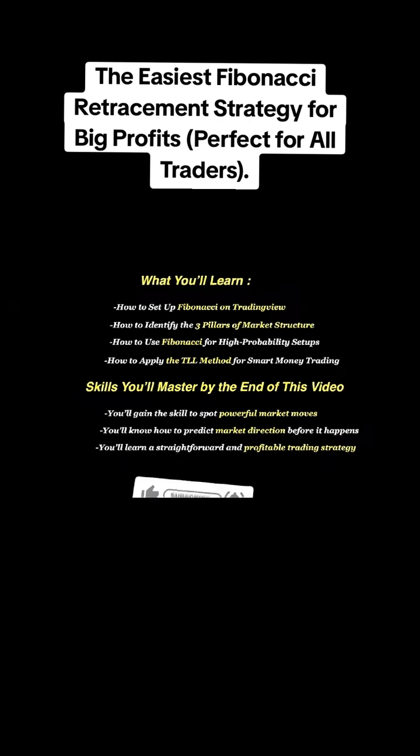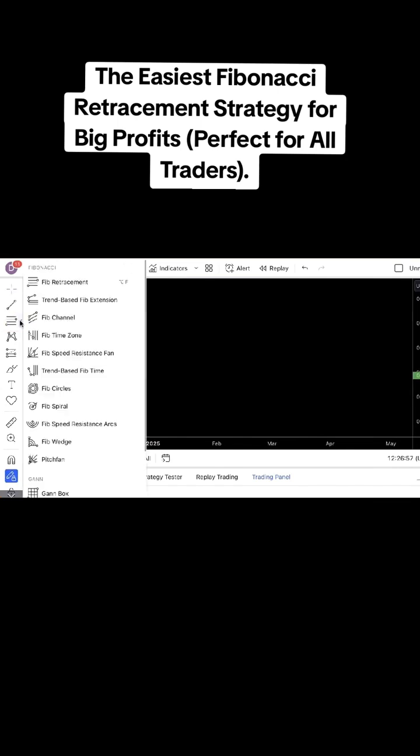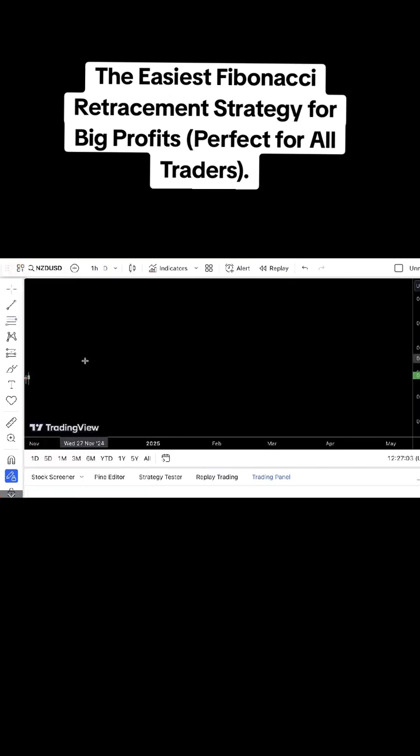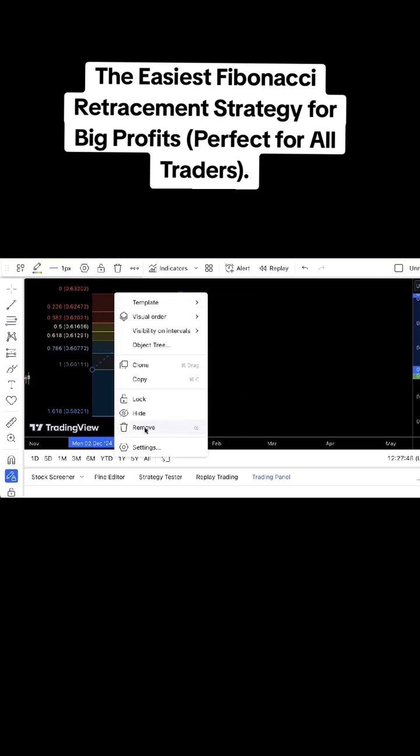Let's jump in. To set up the Fibonacci retracement tool on TradingView, start by going to the left sidebar. Click on the arrow beside Gann and Fibonacci tools and select Fibonacci retracement. Now, on your chart, click once, drag your mouse upward and to the right, and click again to lock it in place. Once you have the tool on your chart, right-click on the Fibonacci lines, and a menu will show up. Find and click the settings icon to open the customization options.